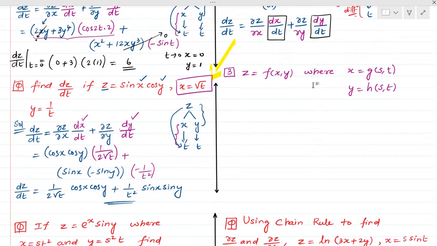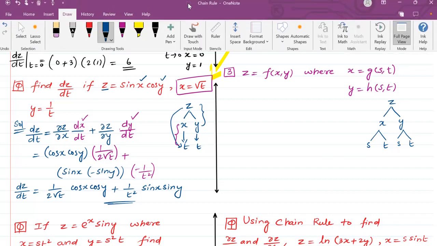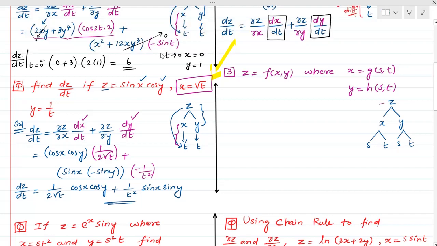Now here we will have a third case. What is the third case? z is a function of x and y, and x and y are functions of s and t. So you have to use partial derivatives here. When you differentiate this with respect to s and t, how will you form the equation?